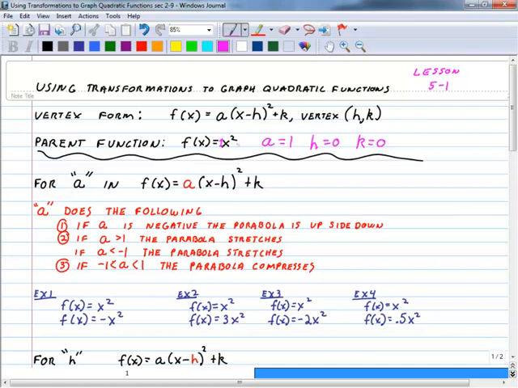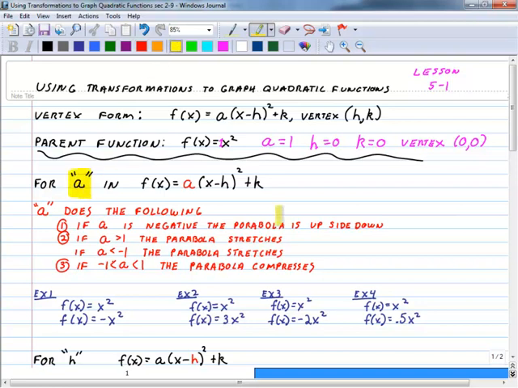So if you don't see a parentheses with the x inside of it, then it tells you that the h is 0, and if there's nothing out here, the k is 0. So the vertex here is at 0, 0, and that's a very important thing to be able to spot. So let's take a look at what a does in the equation.